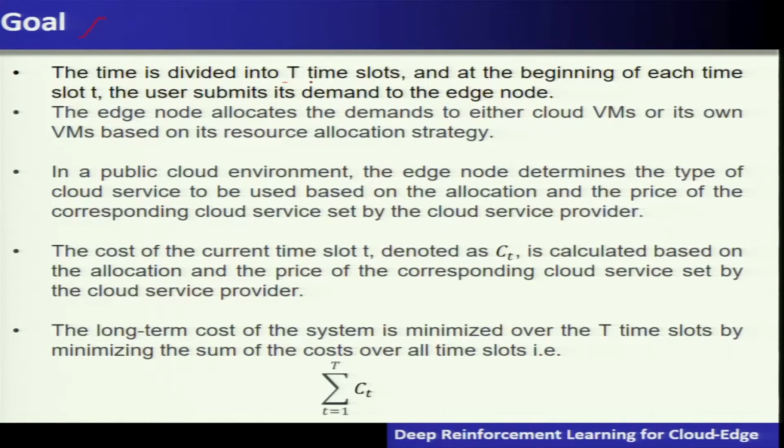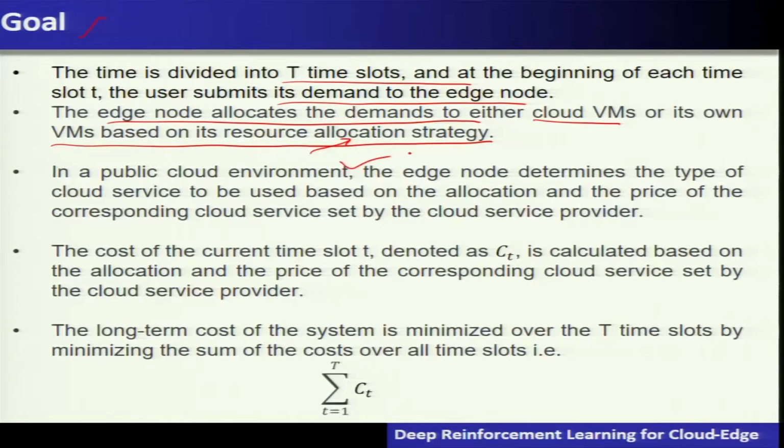So we have already considered that time is slotted into T time slots, and at the beginning of each time slot the user submits his demand to the edge node. Now the edge node has to allocate the resources as per the demand from either the cloud virtual machines or its own virtual machines, and this has to be decided using the intelligence that is called resource allocation strategy. So in a public cloud environment, the edge node determines the type of cloud service to be used based on the allocation and the price of the corresponding cloud service, which is set by the cloud service provider, that we have already considered in the cost function.